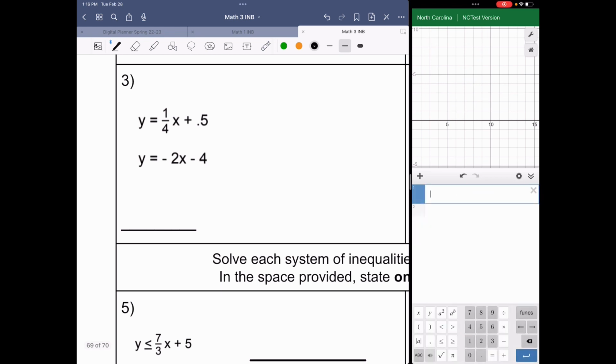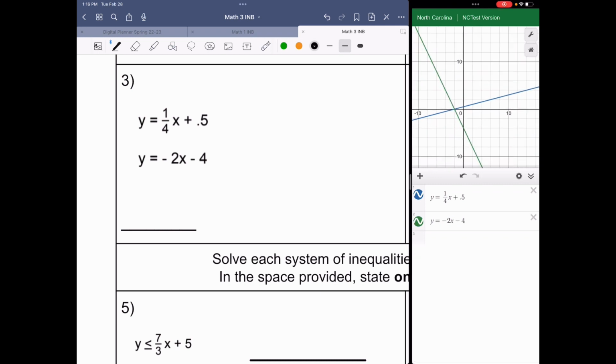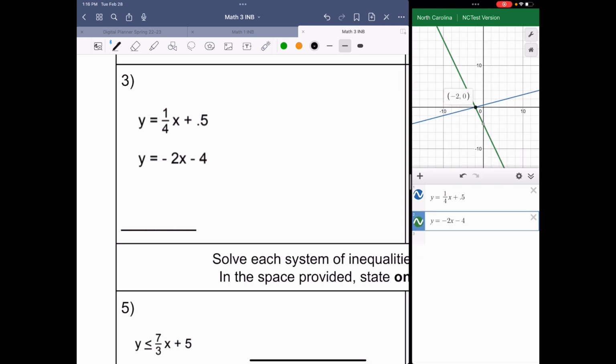All right, and then for the next one, we have y equals 1/4 x plus 0.5, and then y equals negative 2x minus 4. So we're looking for where it intersects, and it intersects at negative 2 and 0.